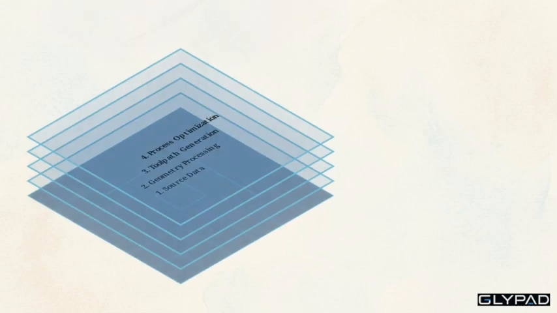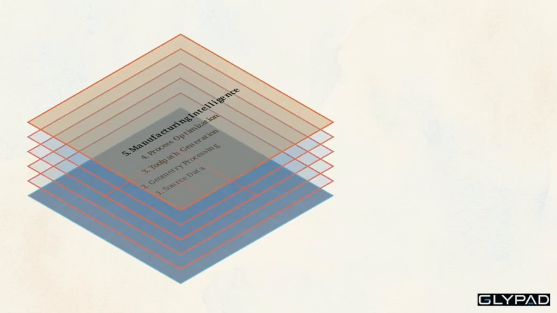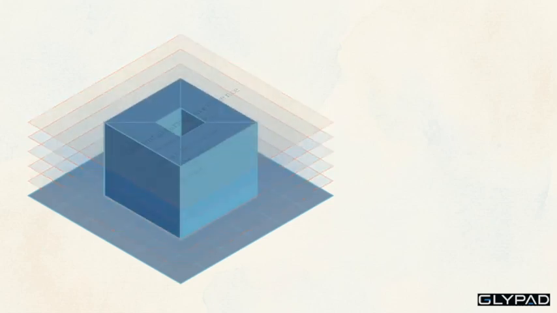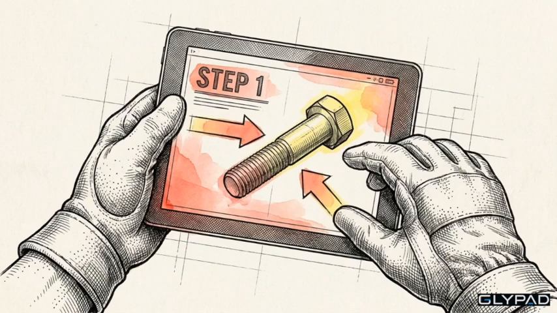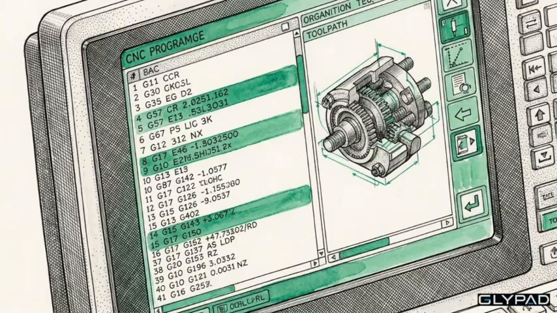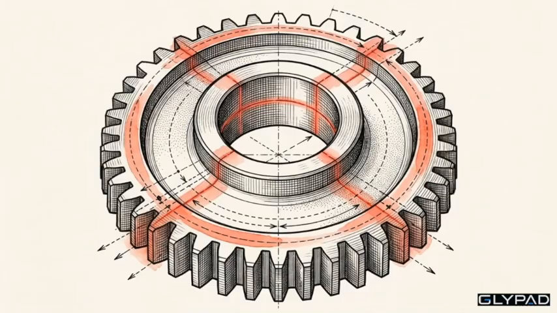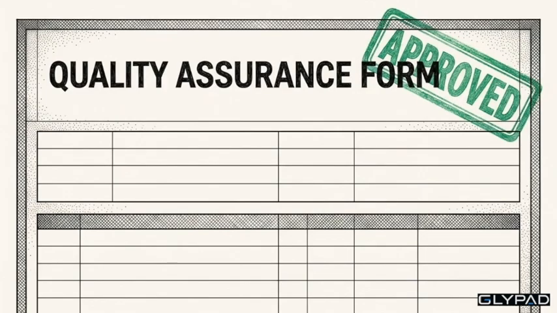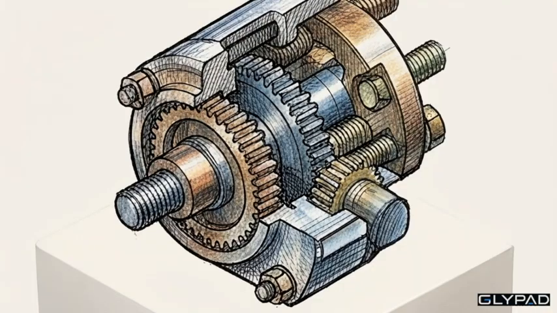The final layer, manufacturing intelligence, caps the stack to connect engineering designs to production execution. This layer translates the validated drawing data directly into shop floor work instructions. It generates CNC-ready information, creates precise measurement plans, and first article inspection reports based on the approved design.